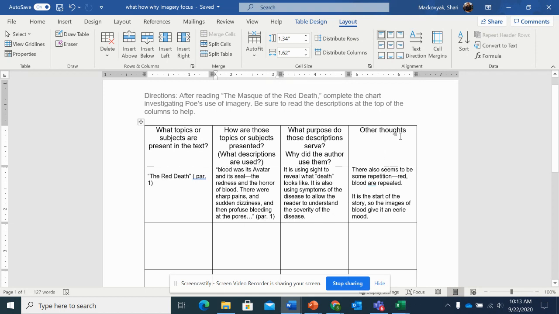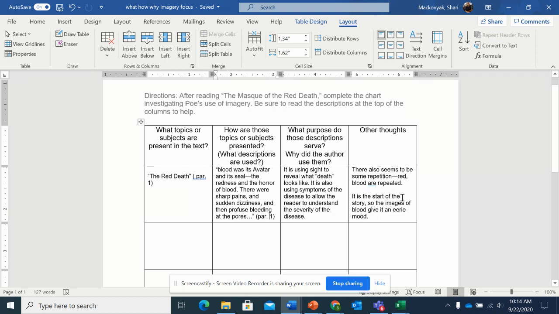I added this other thoughts category because you could have other thoughts beyond just this analyzation of imagery. So I noticed that there are some things in just these two small excerpts that were already repeated. So that makes me think that that's something I should notice. It's something that's important. I also noted that this happens in the very first paragraph of the story. So the images seem to lend themselves to an eerie, foreboding kind of mood.